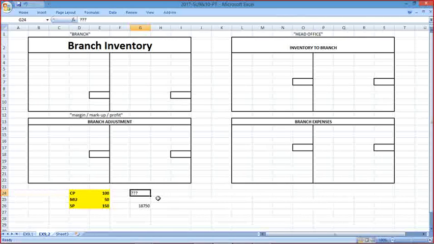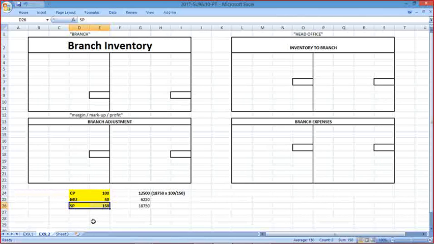So 18,750 minus 50% gives 9,375. Okay, that's not correct. The working is 18,750 times 100 divided by 150. That's the working to get the cost. So 12,500, because have a look at this: if I take this and times it by 50%, I get 6,250. 6,250 is half of that. If I add those two amounts, I get 18,750. Yeah, you're right. So just be careful with that working. Make sure you're timesing by 100 divided by the cost plus markup.